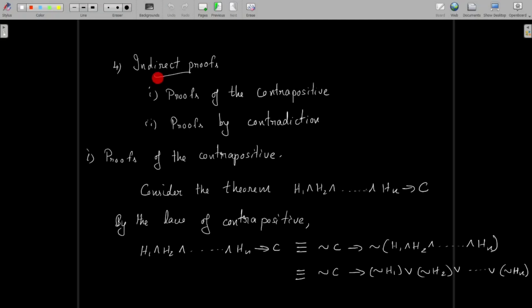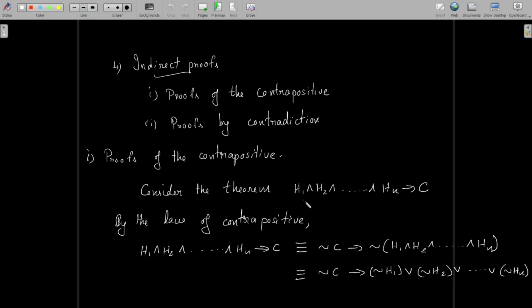Another proof method is indirect proofs. And there are two types of indirect proofs. First one is proofs of the contrapositive and second one is proofs by contradiction. Let us go in detail. First method of indirect proof is proofs of the contrapositive.